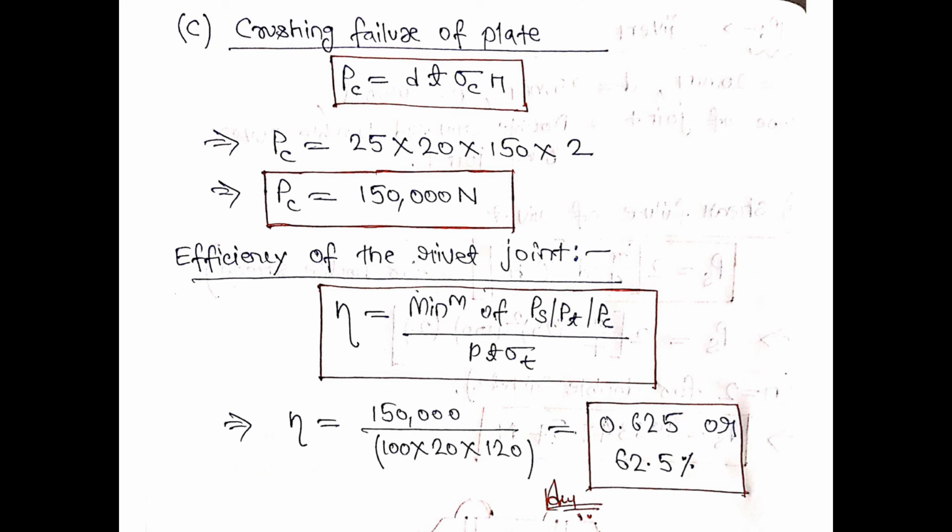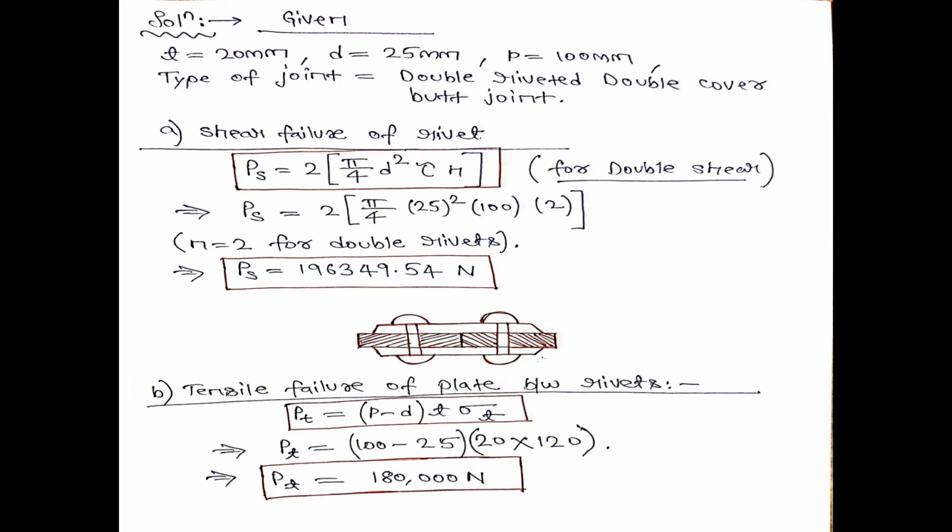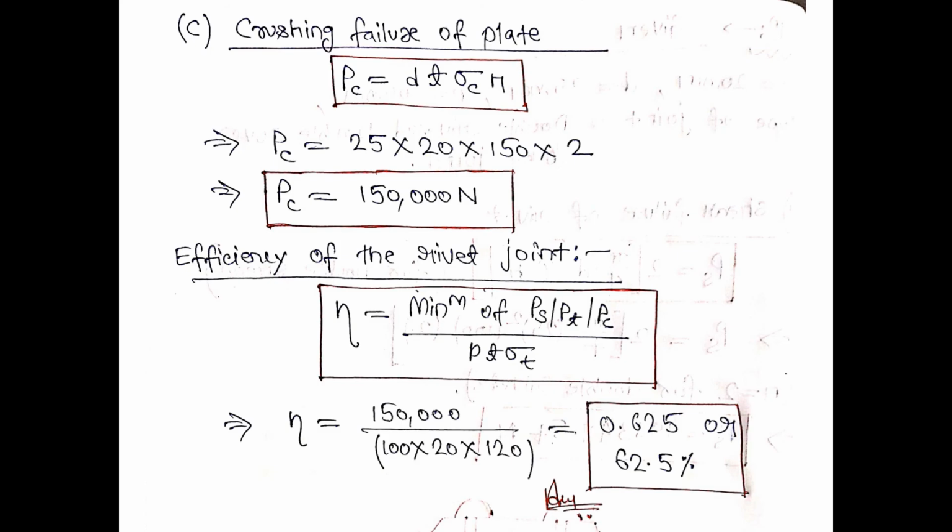P is the pitch given in the problem. t is the thickness of the plate, again given in the problem, and sigma T is the permissible tensile stress, which is also given in the problem. So just substitute these values in the expression of efficiency. You will get the efficiency of the riveted joint, and it is coming out to be 62.5%. Simple problem, we just substituted the values in the given expressions and got the efficiency. Any doubt so far? No, sir. Okay.